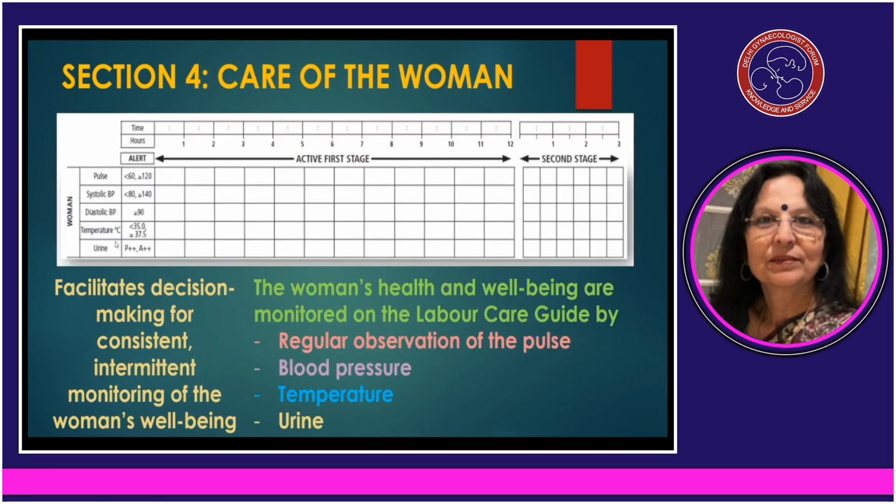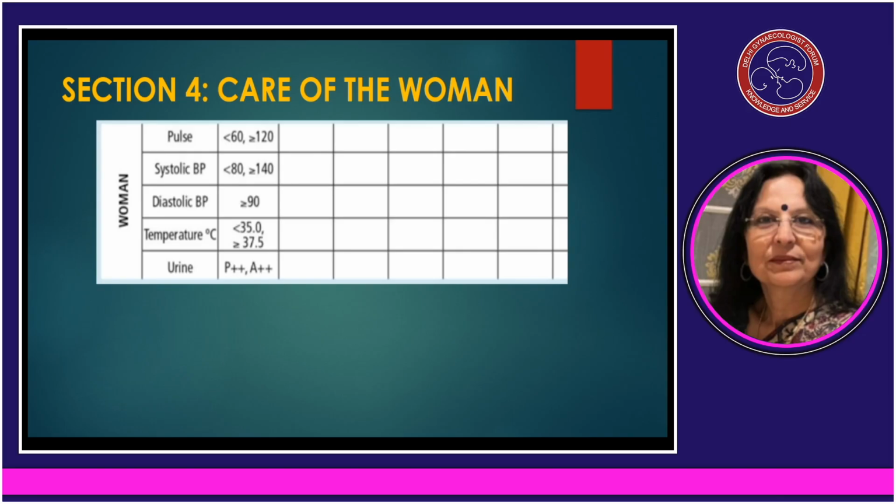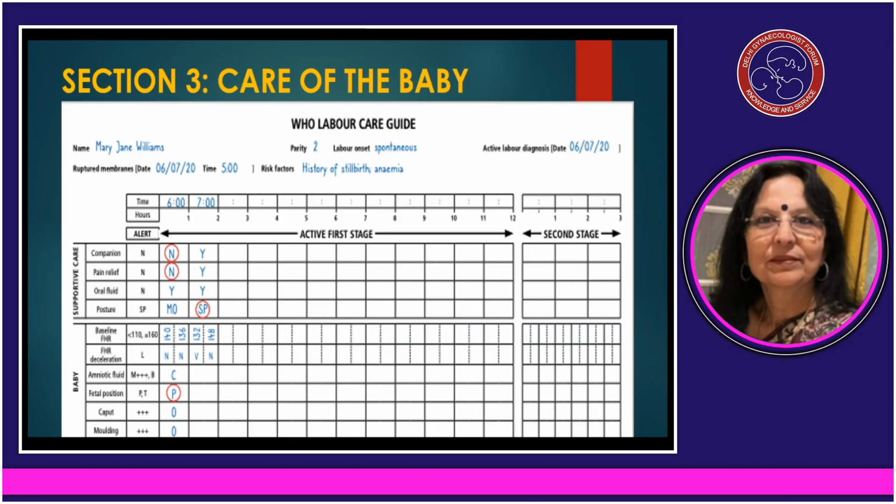The per vaginum examination will be done every 4 hours. And in case we are doing it earlier, then we need to be careful. By the end of this particular part, we see that the liquor is clear. The fetal position is occipito-posterior and there is no caput and no molding in this particular case.